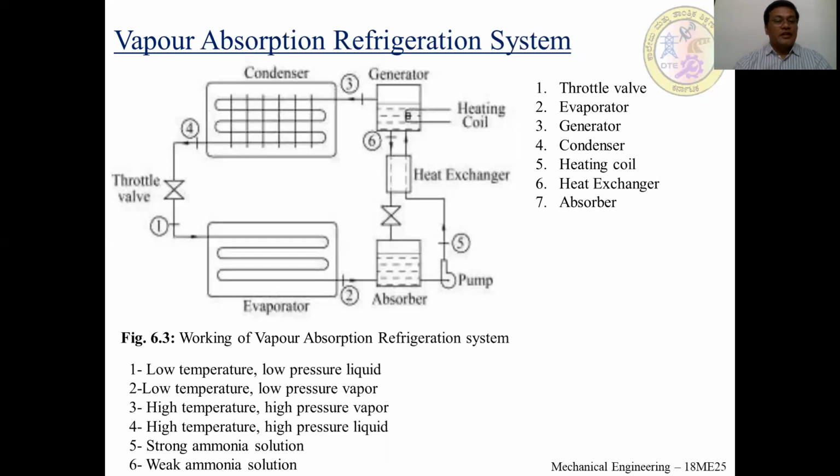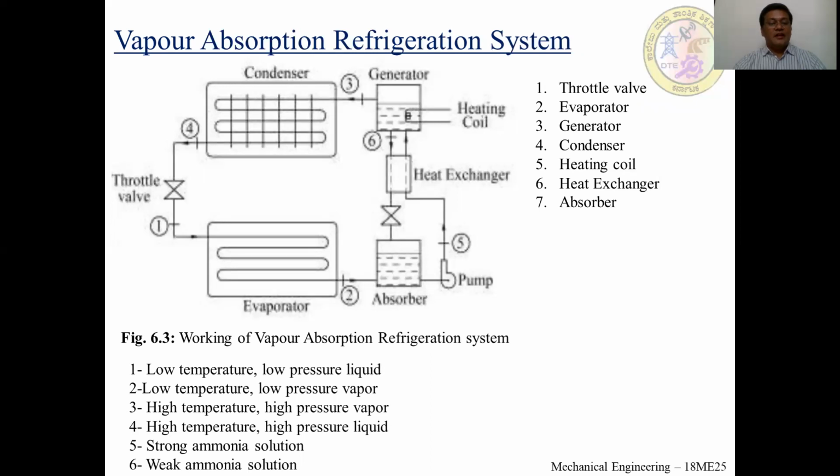Here at state point 1, the refrigerant ammonia is in liquid form, with low temperature and low pressure. Once it enters the evaporator, due to variation of latent heat, there is a change in phase. So at state point 2, we have low temperature, low pressure vapor ammonia.